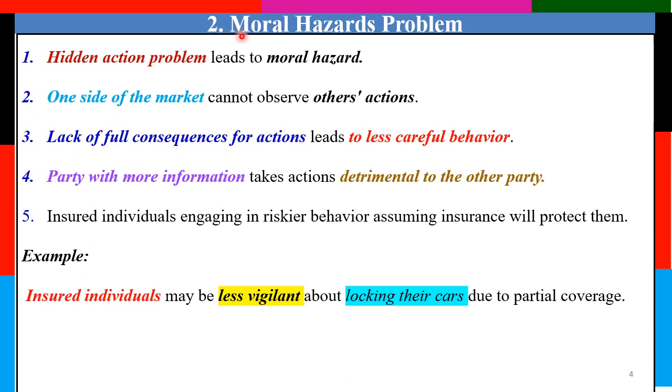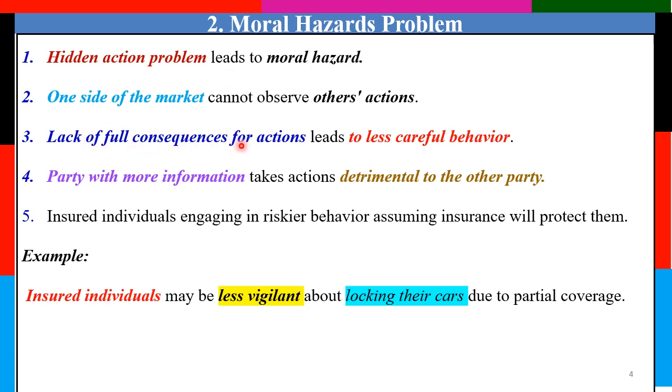Next to adverse selection, we have moral hazard, which is a problem related to asymmetric information. Moral hazard is, in simple words, a hidden action problem. Adverse selection is hidden information, but moral hazard is hidden action. Again, we can say that one side of the market cannot observe the other's action. This also belongs to moral hazard.